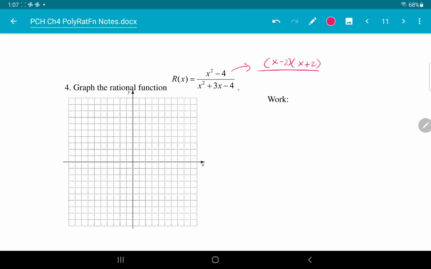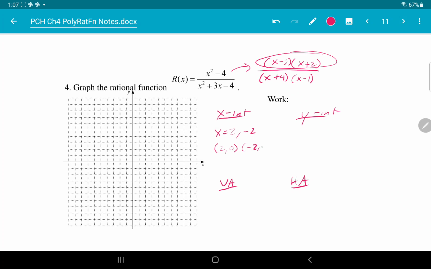And on the bottom, we have a trinomial. We can factor that out. We'll get x plus 4 and x minus 1. At this point, we look for all the important parts of our rational function, things like the x-intercept, the y-intercept, any vertical asymptotes, and any horizontal asymptotes. As we take a look at the numerator, we see that the x-intercepts will occur at 2 and negative 2, or we have the ordered pairs at (2, 0) and (-2, 0).